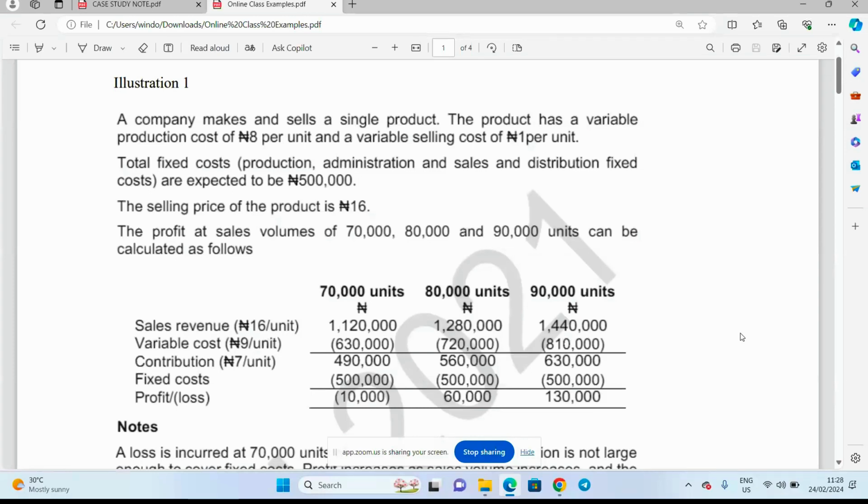630, 9 naira times 70. 630,000. Okay. Another person. So that's where that 630,000 is coming from. Another person, please. 720,000. 9 naira times 80. Okay. Another person. 9 times 90,000. 810,000. 9 naira times 90,000.